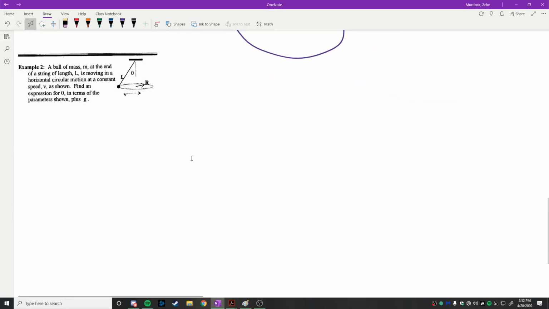So here's the problem. A ball of mass m at the end of a string of length L is moving in horizontal circular motion at a constant speed v as shown. This would sometimes be referred to as a conical pendulum.